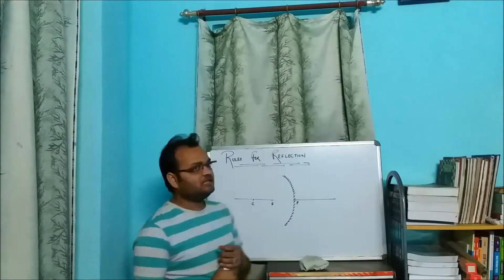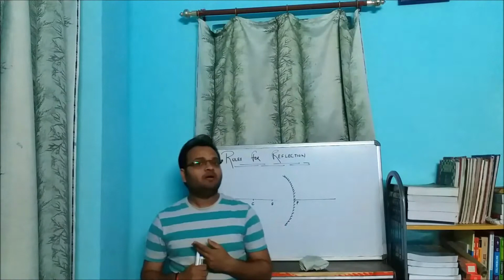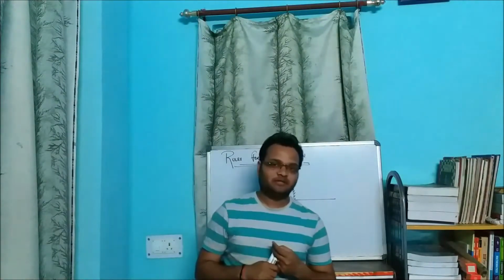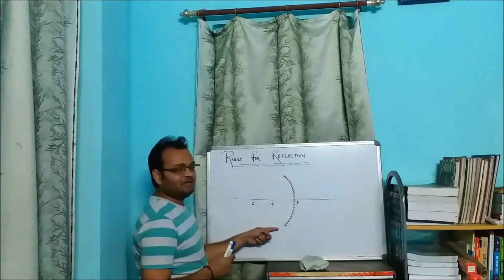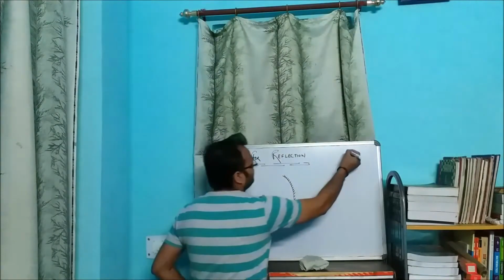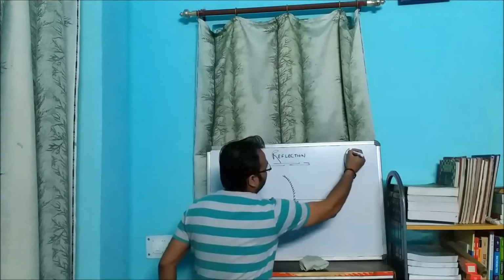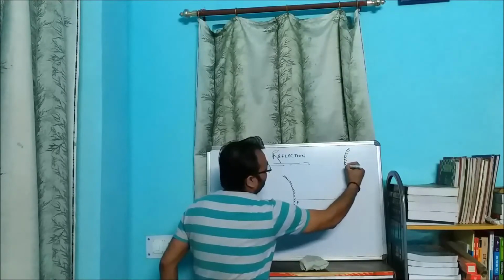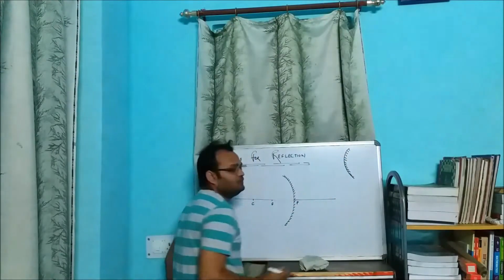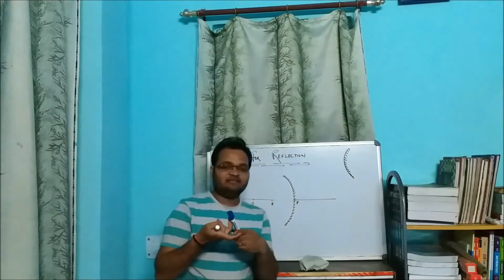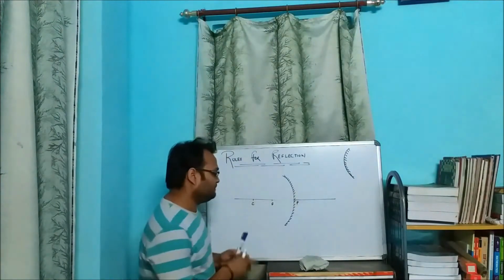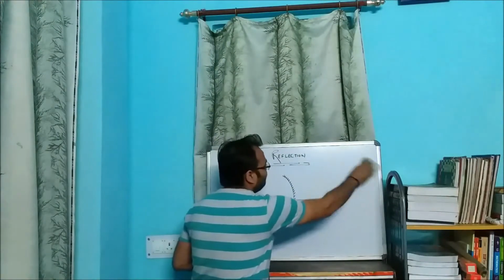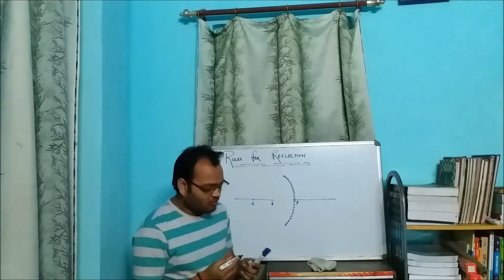Now we have seen spherical mirrors are of two types. Number one, the concave mirror and the convex mirror. A concave mirror is a mirror which is visible like this, and a convex mirror is a mirror which is like this. I told you about the example of the spoon. The curve on the inside is a concave mirror and the curve on the outside is a convex mirror. Now, we will start with the concave mirror and we will end with convex.